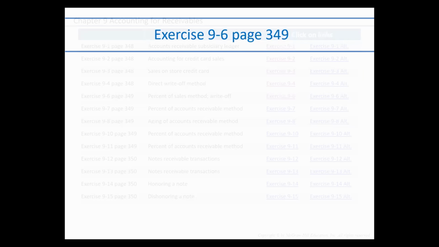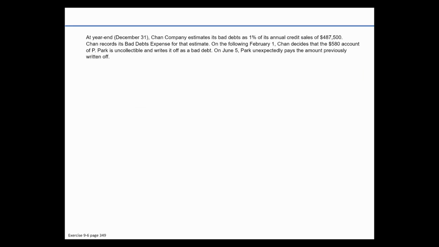At the year end, which would be December 31st, Chan Company estimates its bad debt as 1% of the annual credit sales of $487,500. Chan records its bad debt expense for that estimate. So on the following February 1st, Chan decides that the $580 account of P. Parker is uncollectible and writes it off as bad debt. On June the 5th, Parker unexpectedly pays the amount previously written off. So we'll prepare journal entries for Chan to record those transactions on December 31st, February the 1st, and June the 5th.